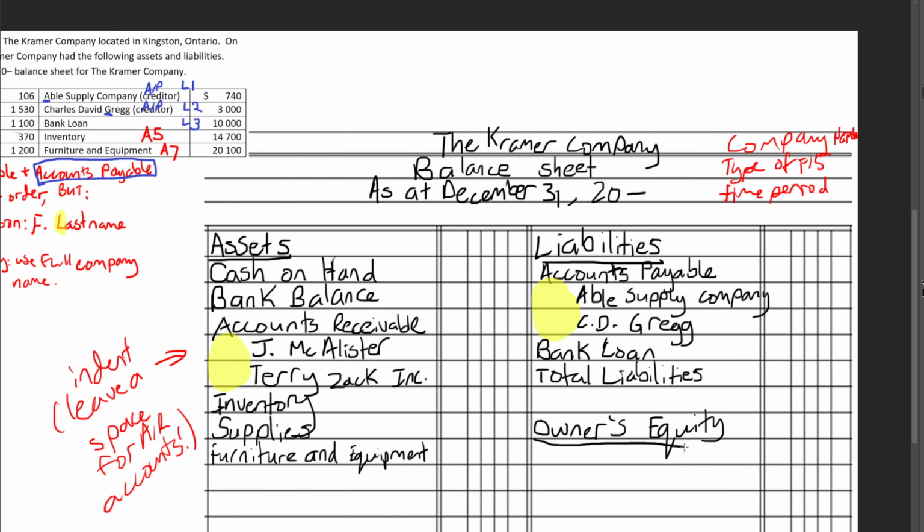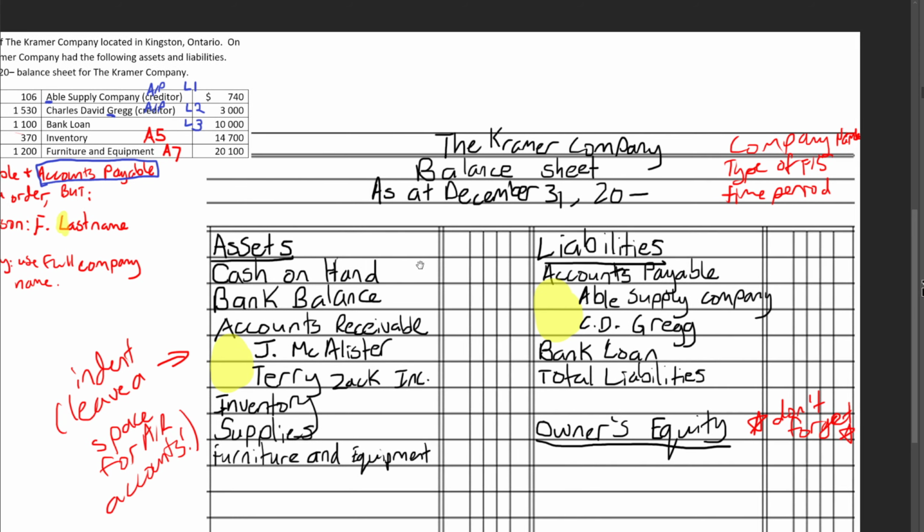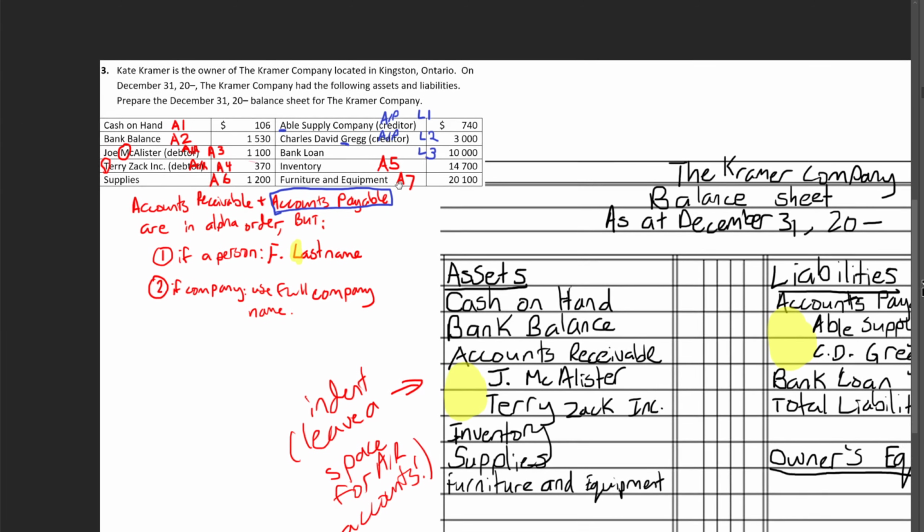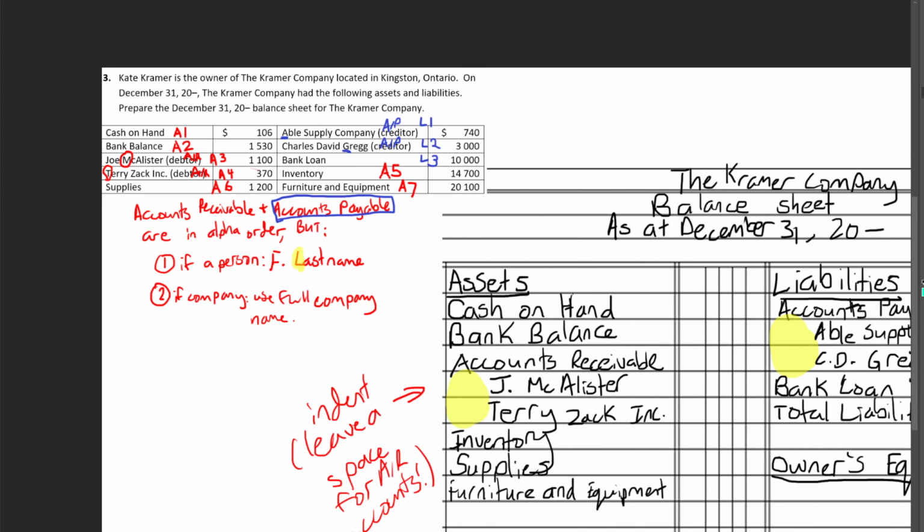We are going to underline it. And you may wish to make a note, so I'm going to write it in red. Don't forget this one. Many students do, or they get stuck in the balance sheet and they don't know what's missing. So don't forget owner's equity. And owner's equity takes the owner's name. There's only one account in for this introduction course. So the owner in this case is Kate Kramer.